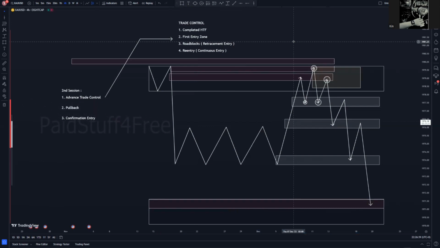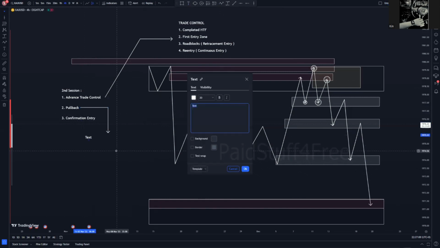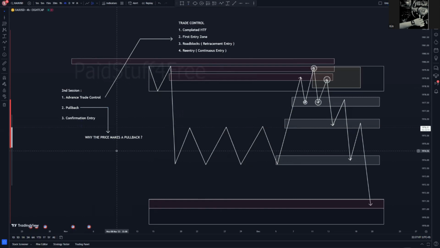Everything is clear? All right, so if everything is clear, we're going to get into our next topic before we go to the chart, which is about the pullback. There is a question that we're going to answer: why does the price make a pullback? We need to answer this question, all right?